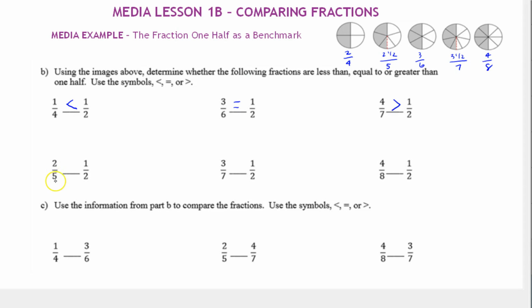Next we have 2/5, and we're comparing that to 1/2. Well, looking up at the unit cut into 5 pieces, 2.5 fifths is equal to 1/2. So since we only have 2, that would just be these two pieces, it would be less than 1/2. Comparing 3/7 to 1/2, well, here's the sevenths. So 1, 2, 3 would not complete 1/2, it would be less than 1/2.